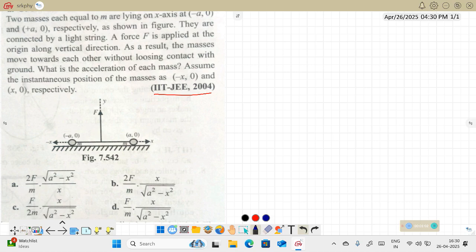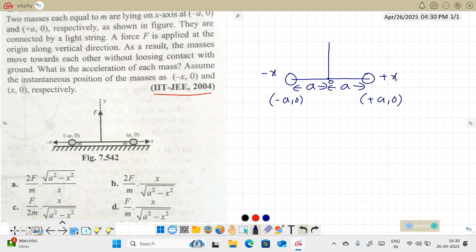So what is the question here? First, they have taken two masses separated by a certain distance, right? This is the origin. I'm taking A as the initial distance of each mass from the origin. So the positions are given as minus a comma 0 initially, and plus a comma 0. Clear? This is the negative x-axis, and this is the positive x-axis according to the given diagram.